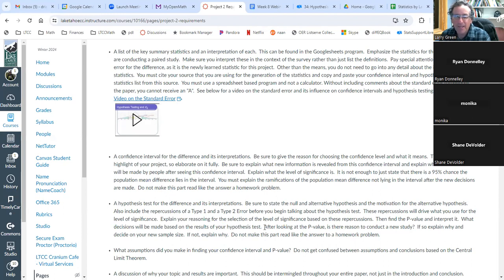Now, after looking at the p-value, will there be a reason to conduct a new study with a larger sample size? Decide on your new sample size. How big a sample size might you need based on your p-value? And if you don't need a bigger sample size, explain why.